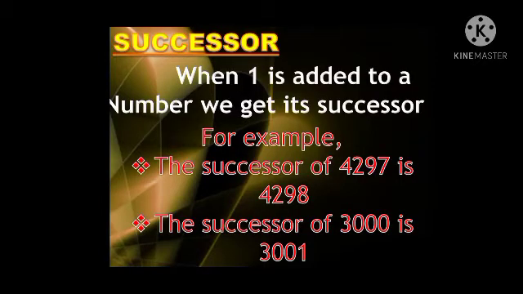And the successor of 3000 is 3001. How do you get the successor? Yes, you have to add 1 to the given number. 3000 plus 1 is 3001.